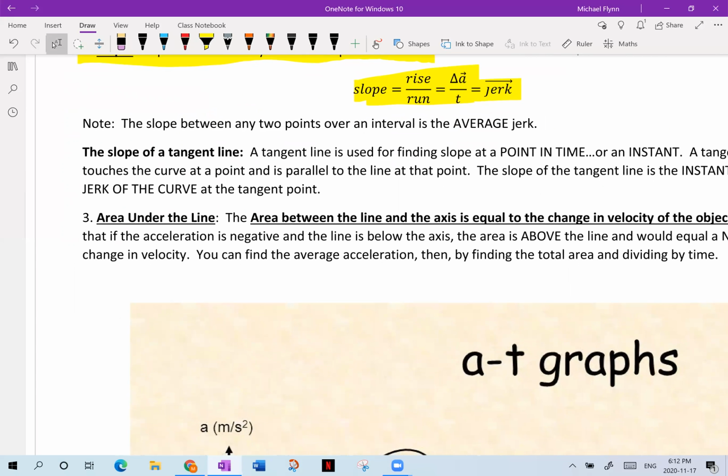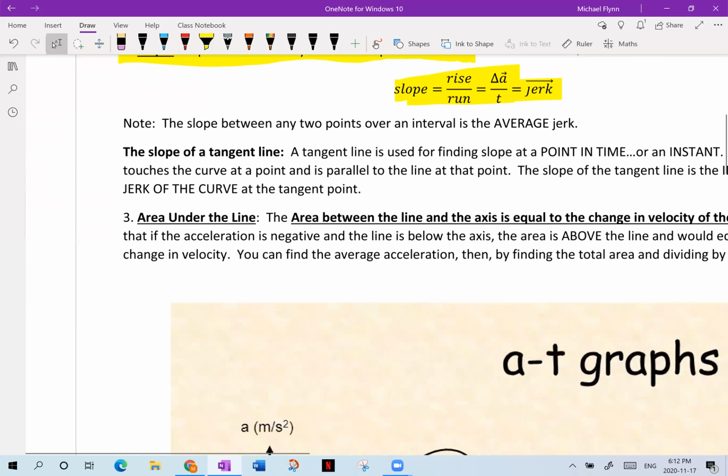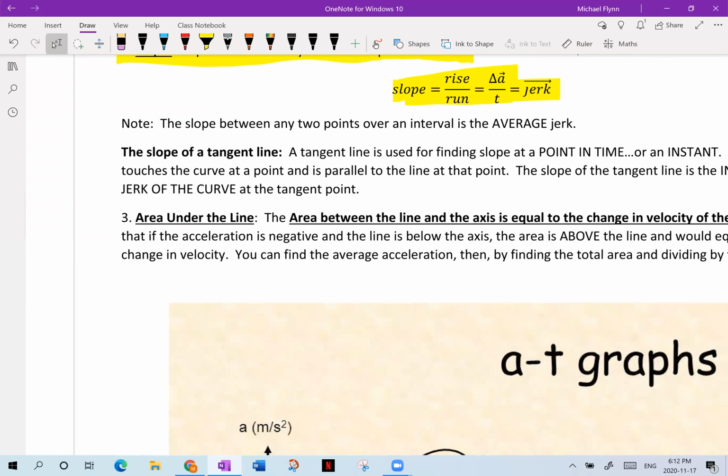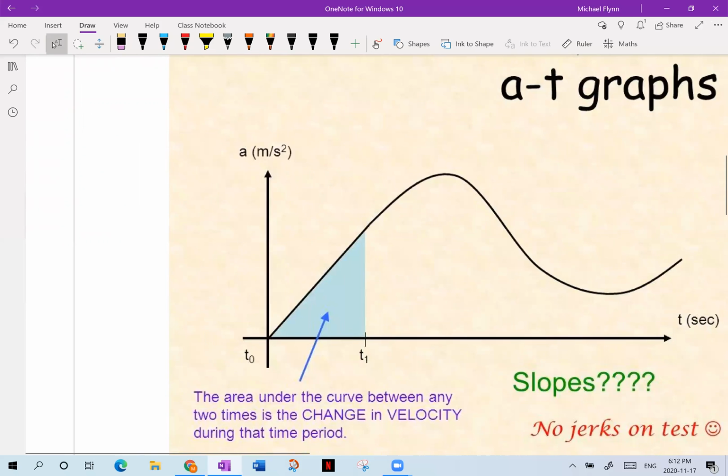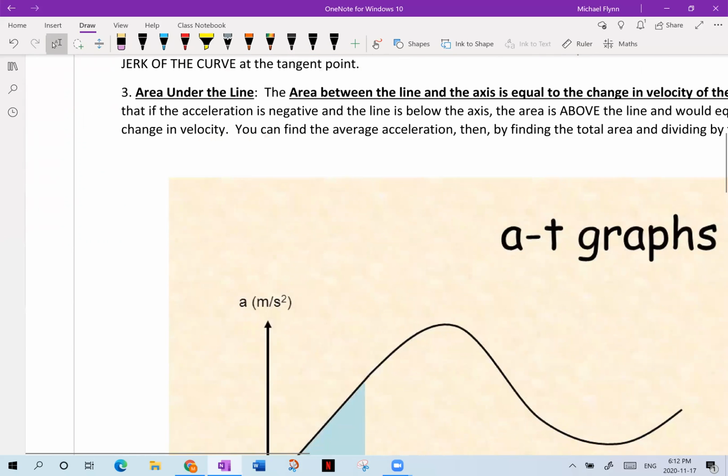So anyway, the slope of the tangent, of course, would be the instantaneous jerk. So there's something interesting, because, you know, tangent line, that's how it is, right? So anyway, here's the deal.